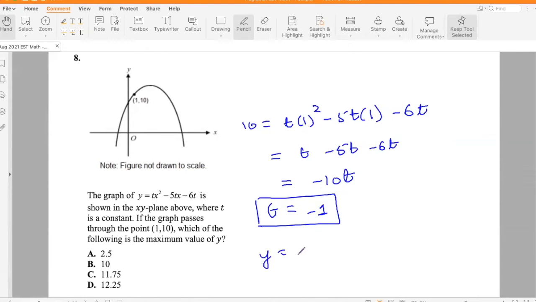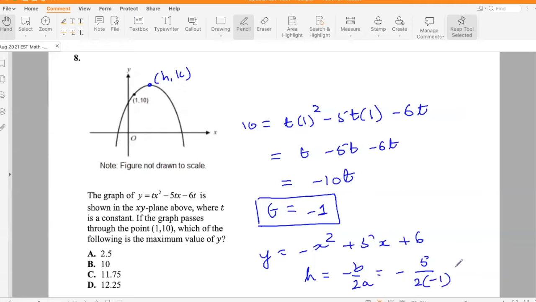So y is negative x squared plus 5x plus 6. This is the function. So to find the maximum value of y, we'll have to find the vertex h comma k. So the value of h will be minus b by 2a. So minus of 5 by 2 into minus 1. So that's 5 by 2. And to find k, we will simply put x equal to 5 by 2 in the equation.